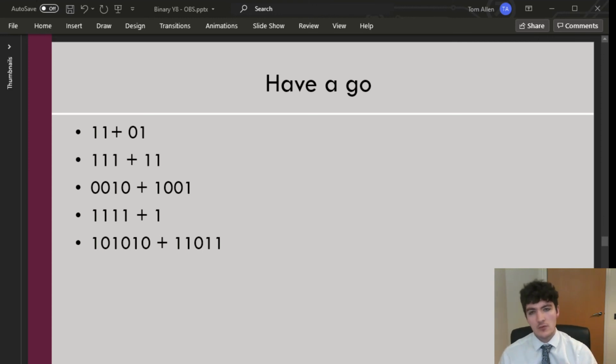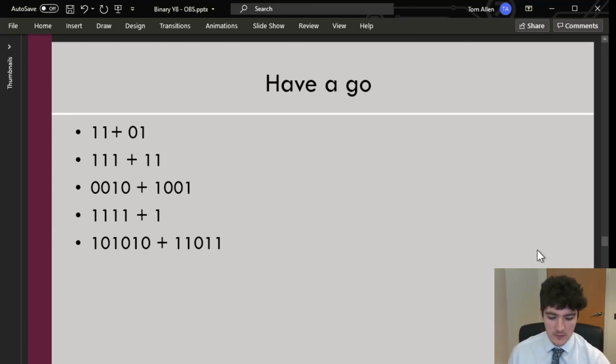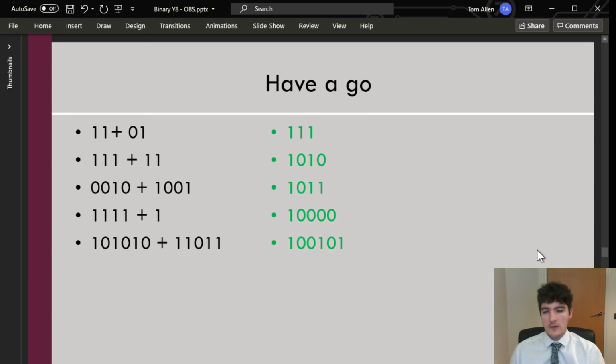And now we'll go through some answers. So if I go on here, we can see we've got the answer on the right hand side in green. So the top one is 111. We've then got 1010, 1011, then 1 with 4 zeros, 100101. So hopefully that's made sense for you.